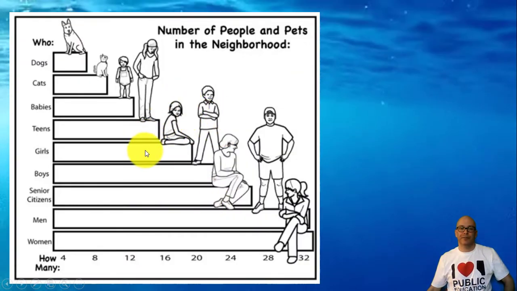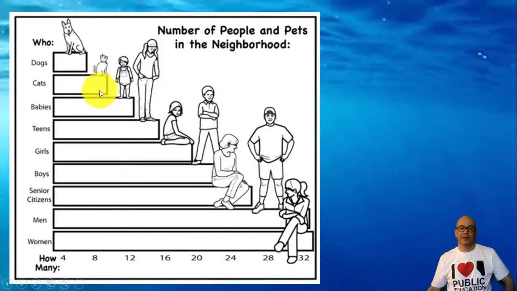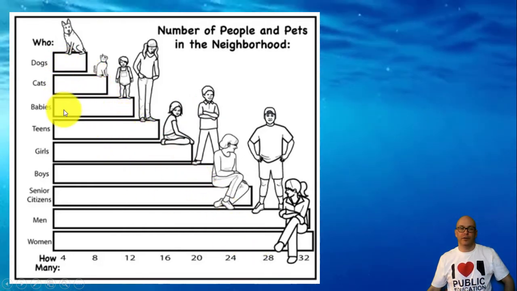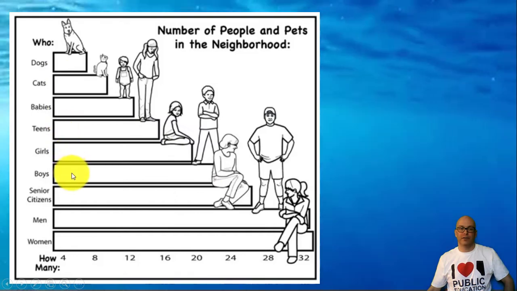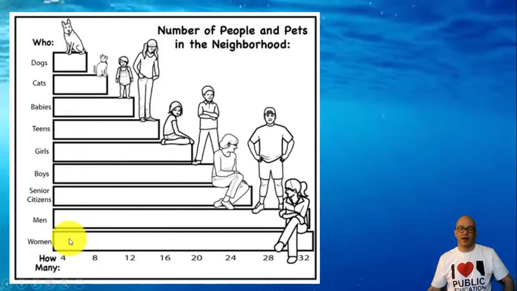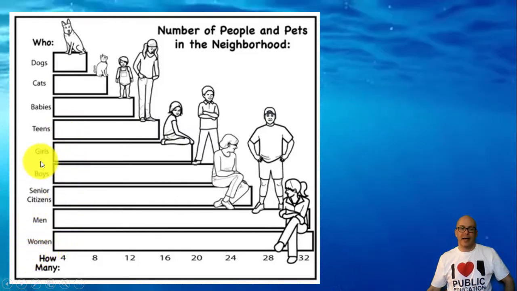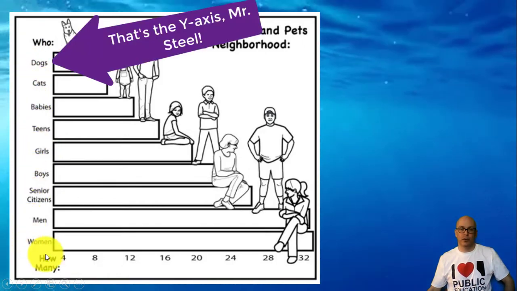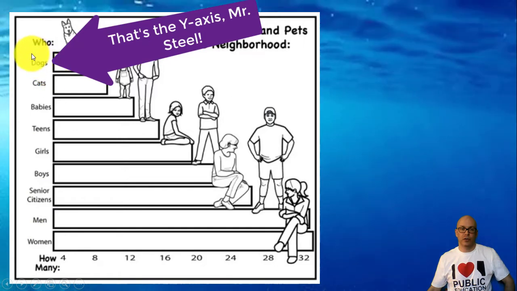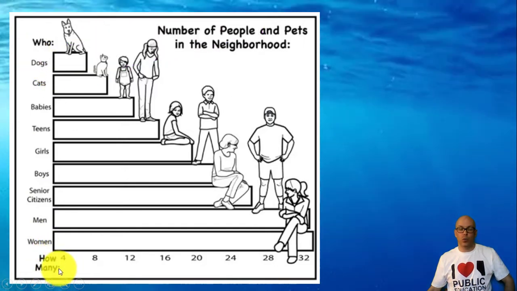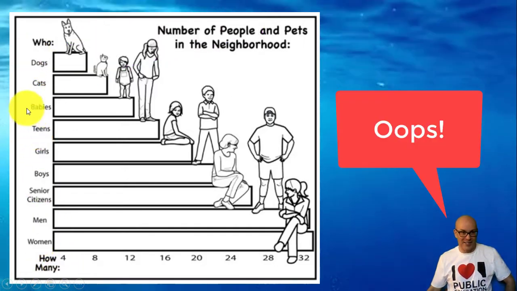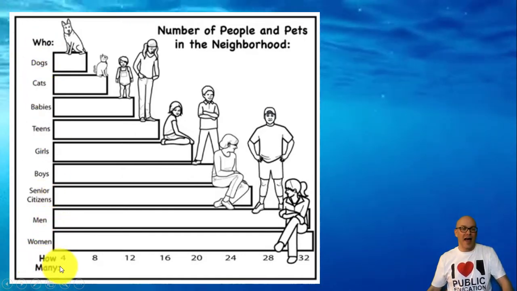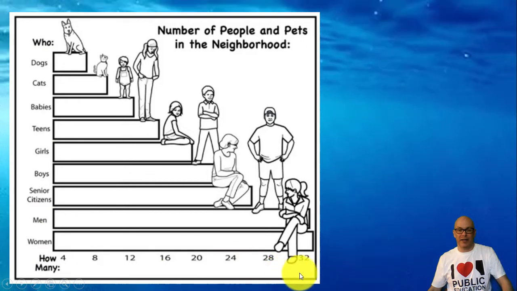Okay, what about this one? Look at this. Here's bars, right? 1, 2, 3, 4, 5, 6, 7, 8, 9. The x-axis tells us who, right? Who, and this is the y-axis. What's Mr. Steele saying? The y-axis tells us who. The x-axis tells us how many.